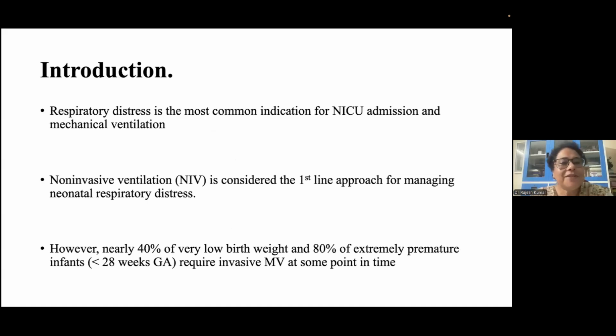So we know that respiratory distress is the most common indication for NICU admission amongst our neonates, as well as for mechanical ventilation. And also we know that the first line of approach for managing neonatal respiratory distress is non-invasive mechanical ventilation. However, many of these babies who are on NIV will not be able to sustain their respiration or will not be able to make the gas exchanges with NIV.